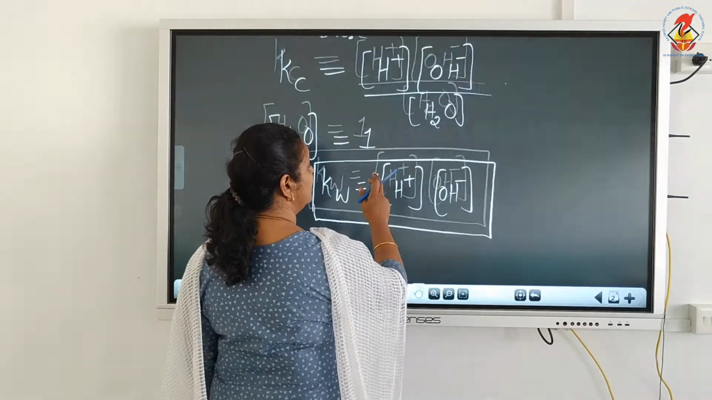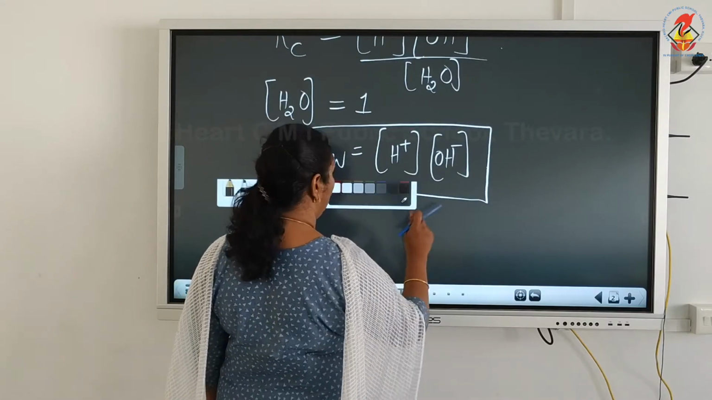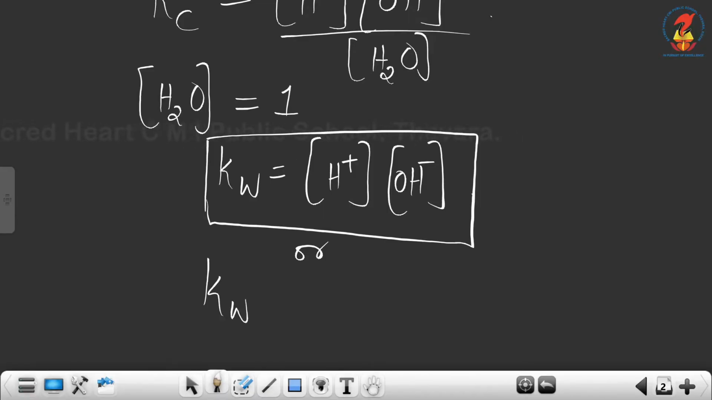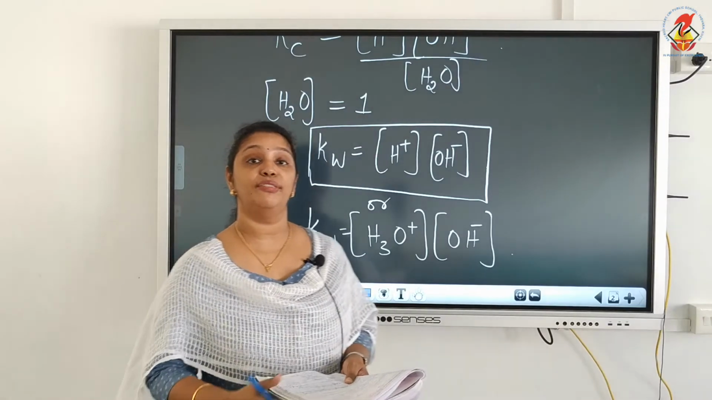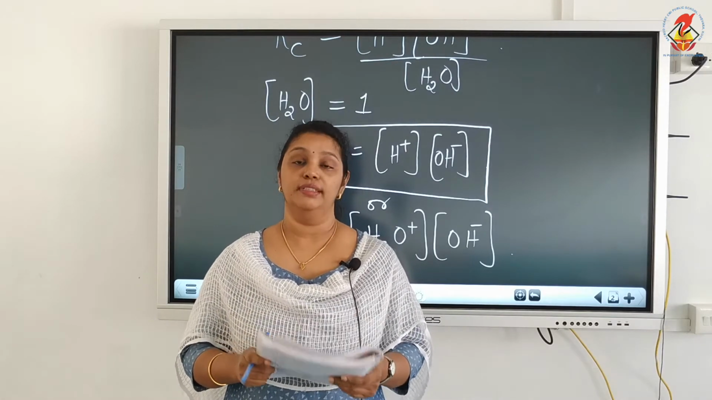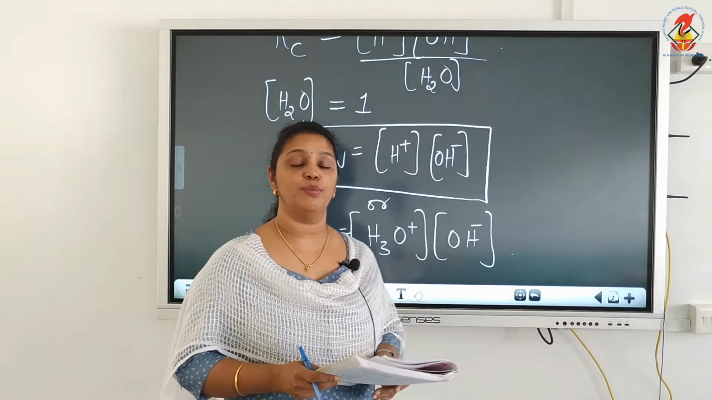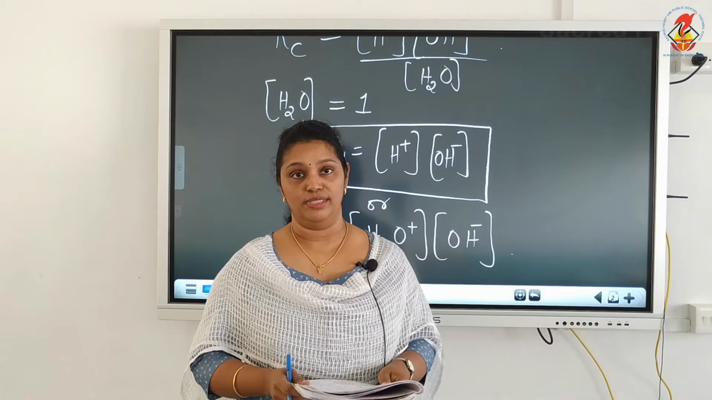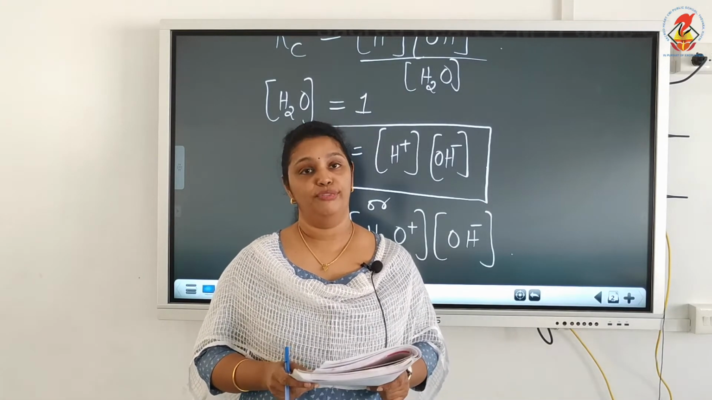Or you can write for the second equation, equation number 2, the expression for ionic product as Kw, and instead of H plus we will have concentration of H3O plus into concentration of OH minus. So how can we define the term ionic product of water? Ionic product of water is defined as the product of molar concentration of H plus and OH minus ions. So that is the definition for the ionic product Kw of water.